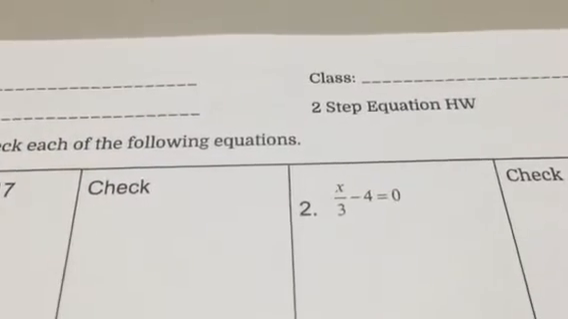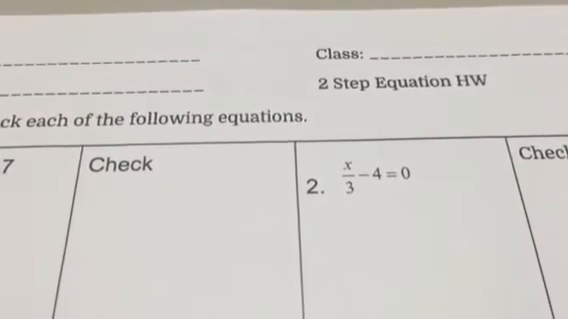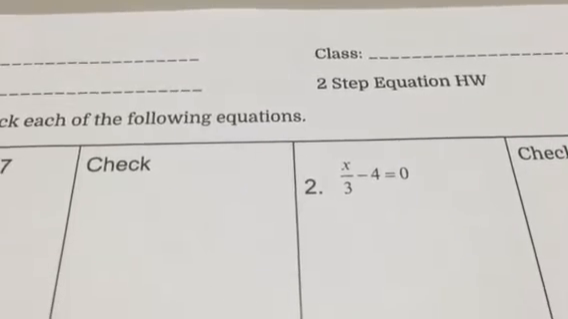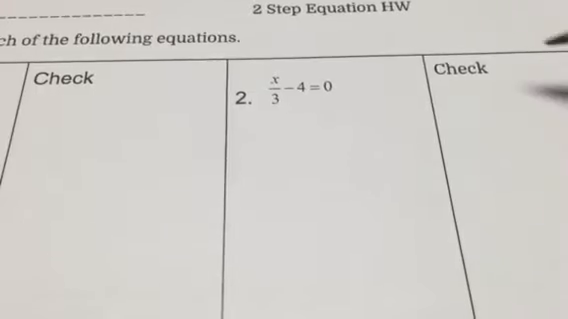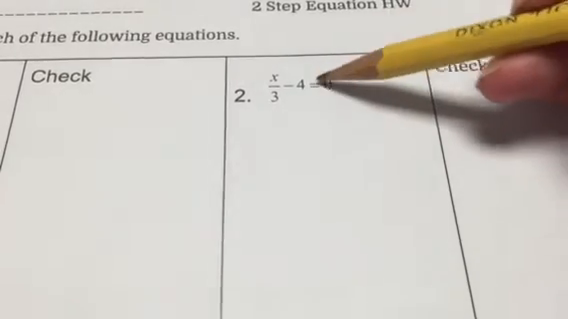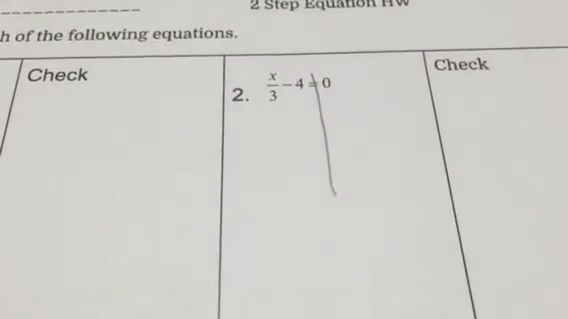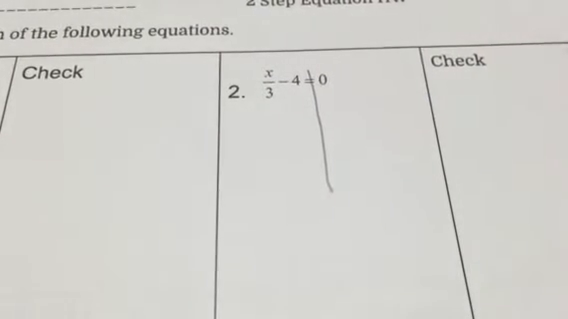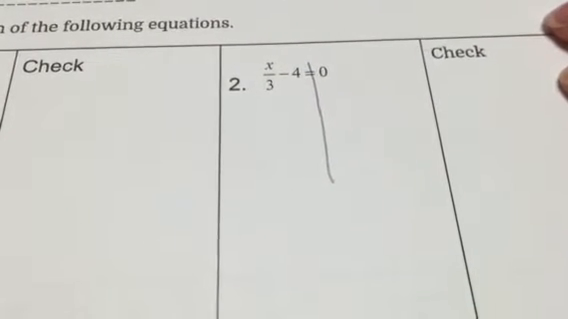This is the two-step equation homework. I'm going to start with question 2. All right, I'm going to put my line straight down at the equal sign. It says we're supposed to solve and check each of these.